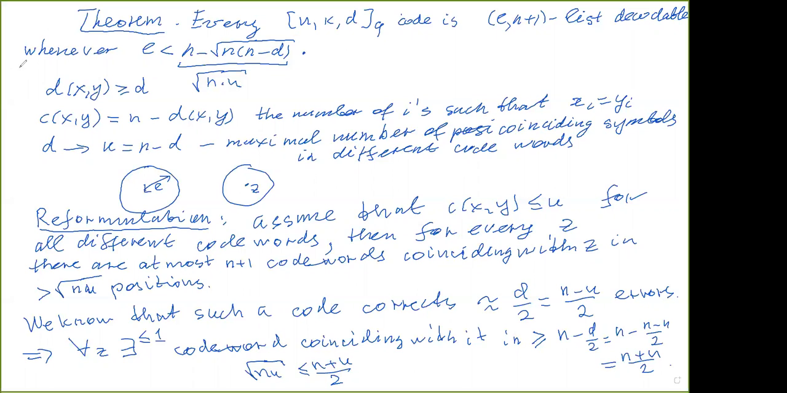Okay, so we will use this reformulation in the proof. So we will assume that different code words coincide in at most u positions, and we will consider any Z and consider all code words which coincide with that in larger than that much positions, and we will prove that there are at most n plus 1 of them.